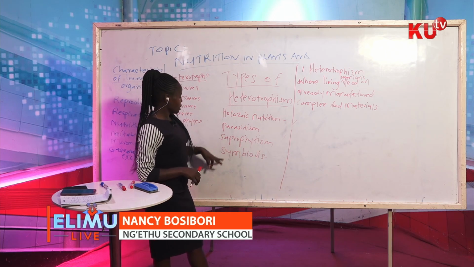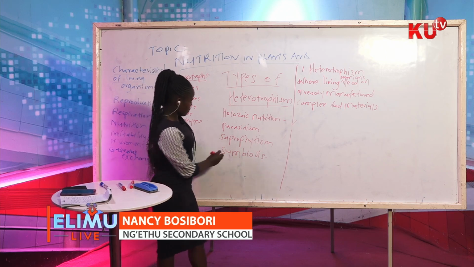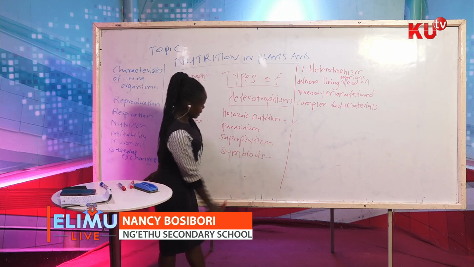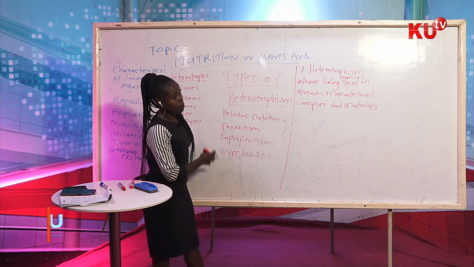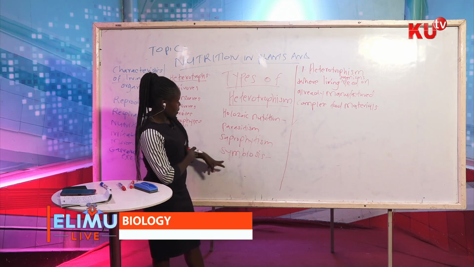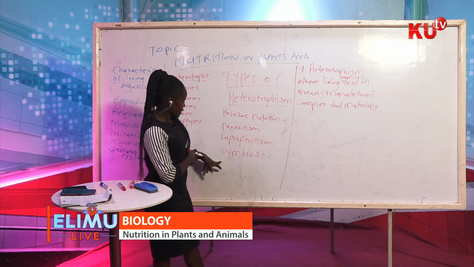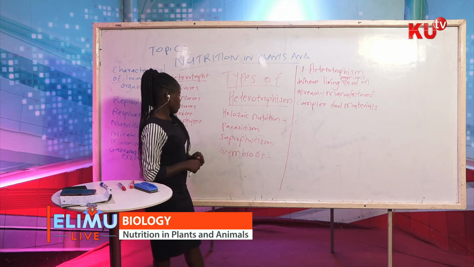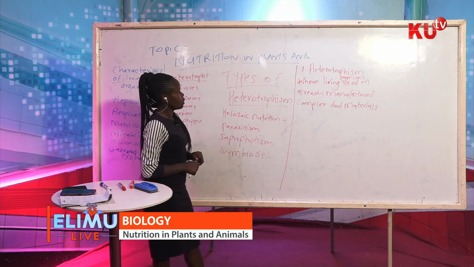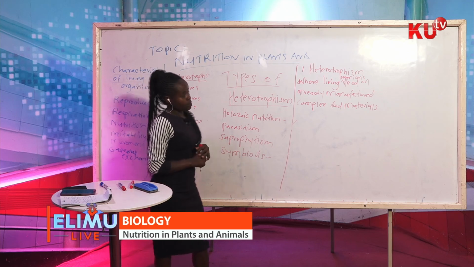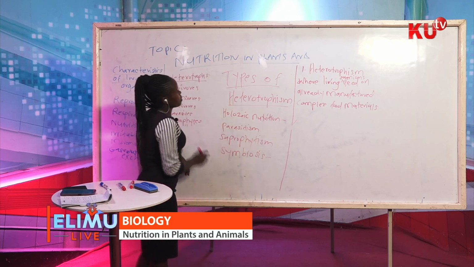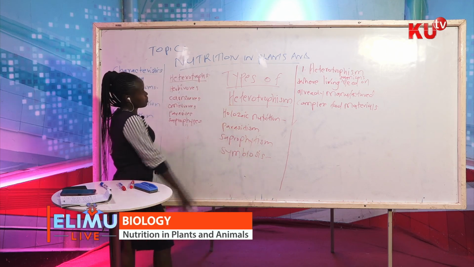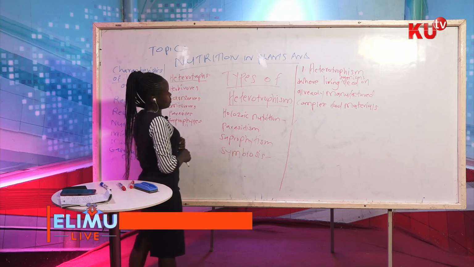For example, Rhizobium bacteria and leguminous plants, where the plant provides food and shelter, while the bacteria fix the atmospheric nitrogen into nitrates. So this is all about this mode of nutrition, heterotrophism.